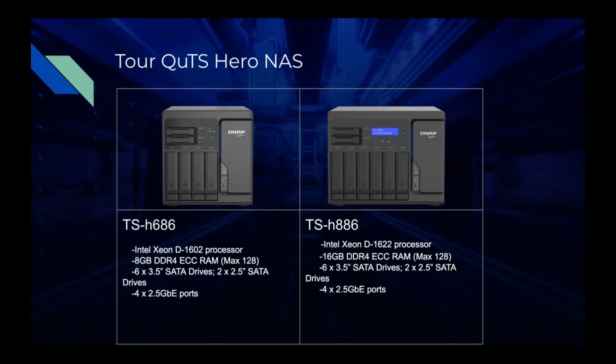And then if we look at the tower models, they're both the Xeon D processor, and you have in the 6 bay the 8 gigabytes of ECC RAM, and then in the 8 bay, that's 2 plus the 6 2.5 inch bays, we have 16 gigabytes of ECC RAM, but like the others, it is up to 128. So you can expand your RAM up to 128 gigabytes, and that could be recommended if you're going to be doing a ton of deduplication.